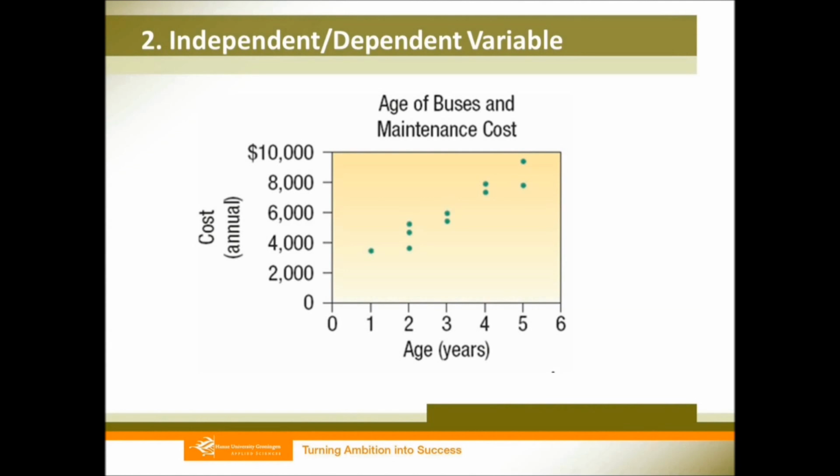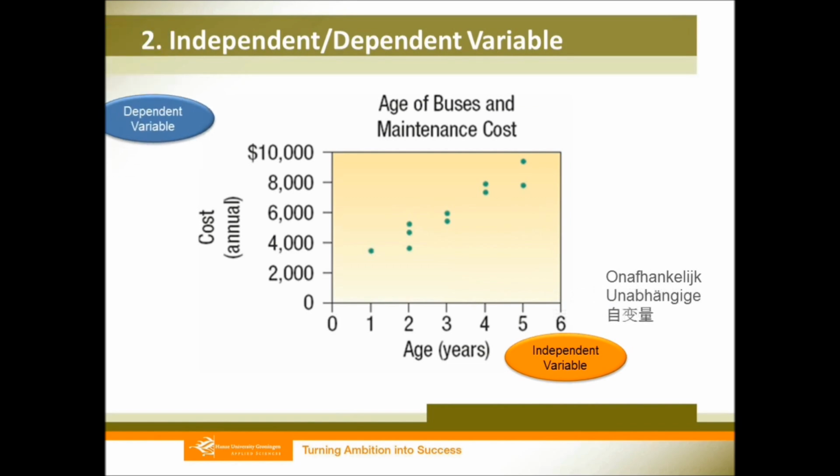After knowing the scatter diagrams, now let's go on with independent and dependent variables. We always put independent variables as our x variable, and we call our y variables our dependent variables. So in the case of the correlation between age of buses and maintenance cost, the age of our buses will be our independent variable, while the maintenance cost will be our dependent variable.